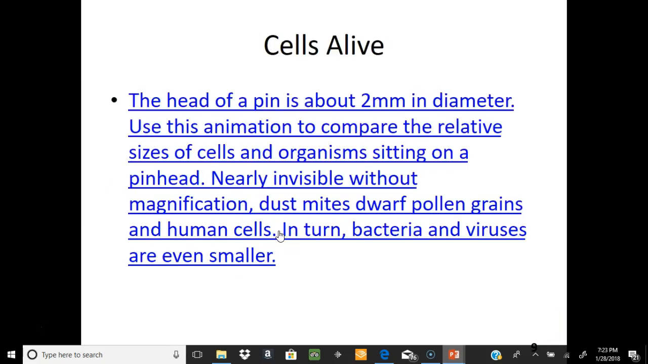So I went online and I looked for something that I could use to show you the difference in size, because seeing that chart, that's good. It gives you some information. But I found this animation on Cells Alive, and basically you're looking at the head of a pin. So a little tiny pin has a head that's about 2 millimeters in diameter. And what we're going to do is continuously move in closer to the head, magnify it to see different structures.